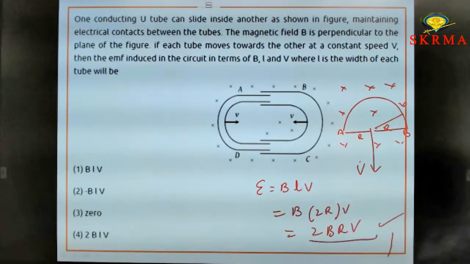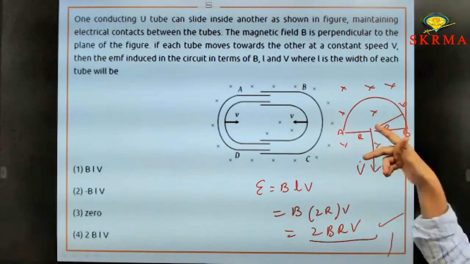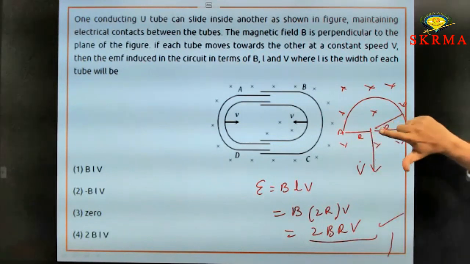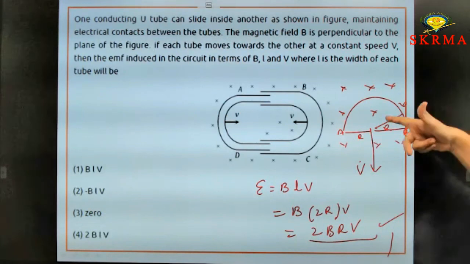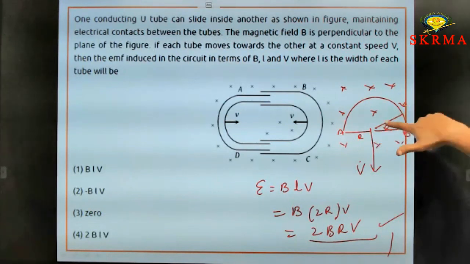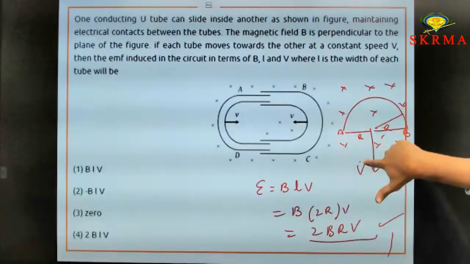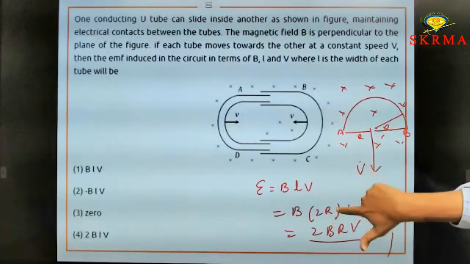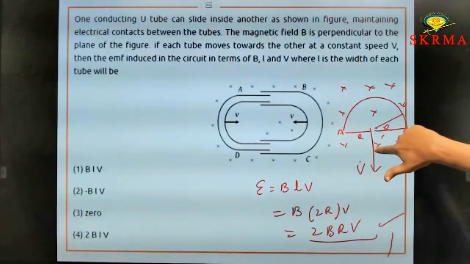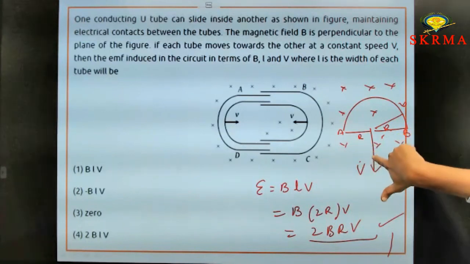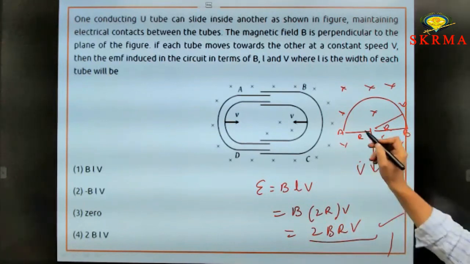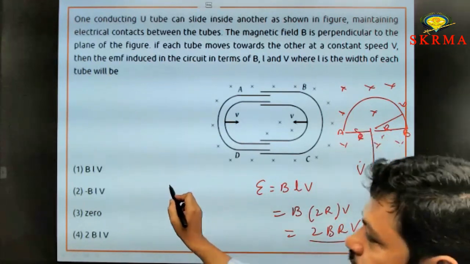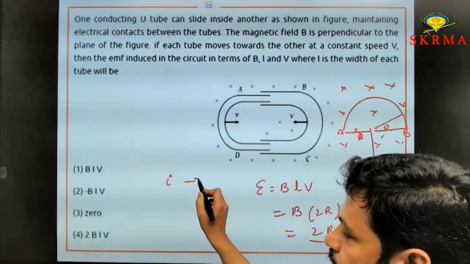What is the direction of current? It is moving down, rightward. Thumb is downwards, the field is inward. Then the direction of the middle finger is A to B, like this. That is nothing but A to B. The induced current direction is A to B.